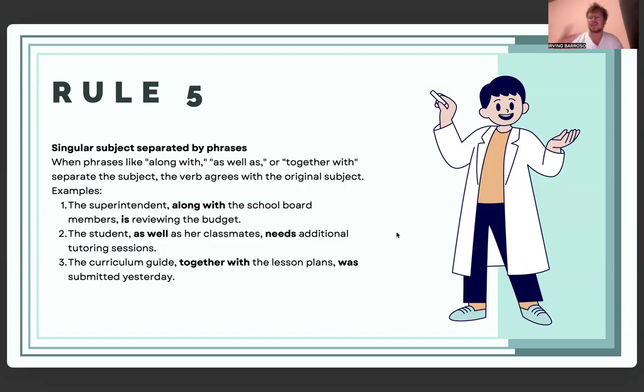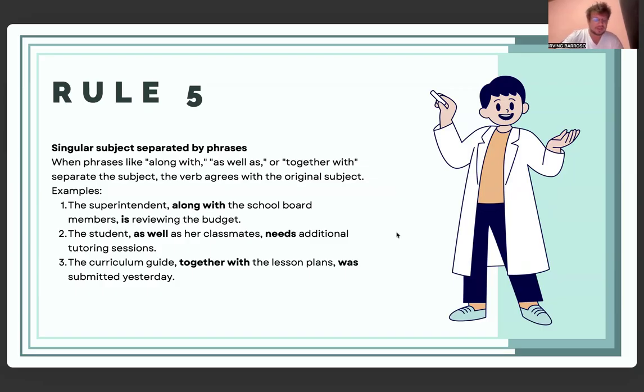Let me first give the examples. The superintendent along with the school board members is reviewing the budget. The students as well as their classmates need the additional instruction. And the curriculum guide together with the lesson plans was submitted yesterday.